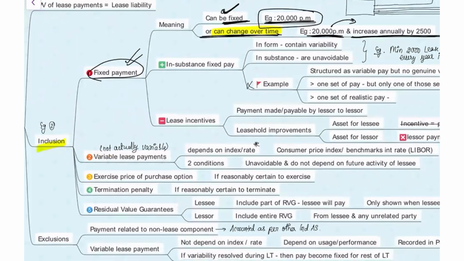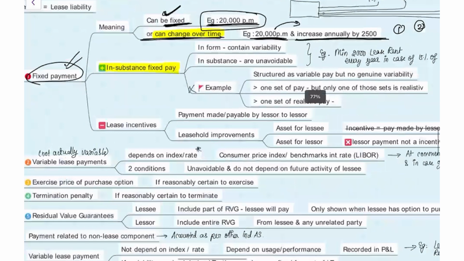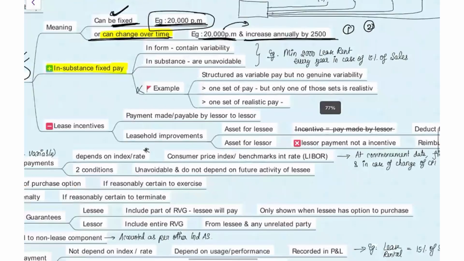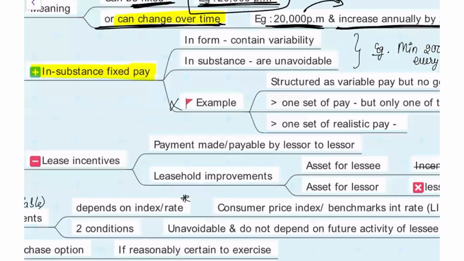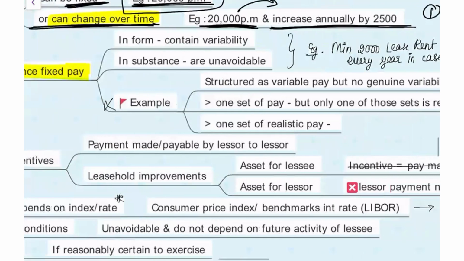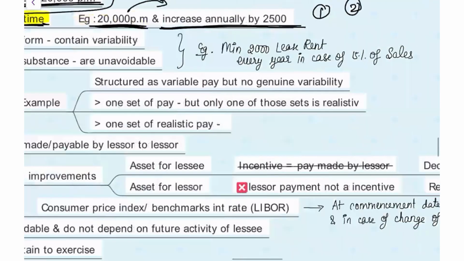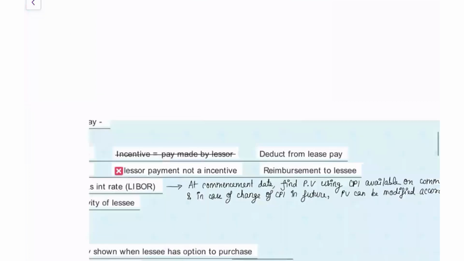Then there is something known as in-substance fixed payments. What are in-substance fixed payments? Here, the lessor keeps a condition. I'll explain that with the help of an example. As you all know, we have a pani puri shop which we have taken on lease.